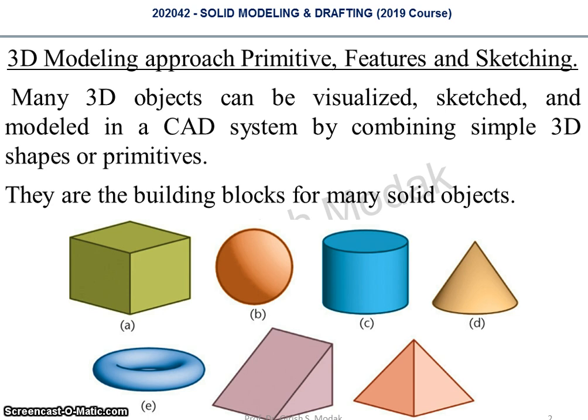Many 3D objects can be visualized, sketched and modeled in a CAD system by combining simple 3D shapes which are called primitives. So they are called the building blocks of solid objects. So either directly cubical or a combination of cube and some other shape. Likewise, the objects are usually made up of these basic shapes, which are called primitives.